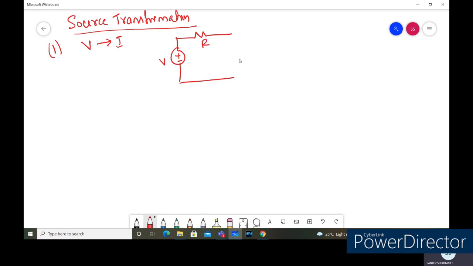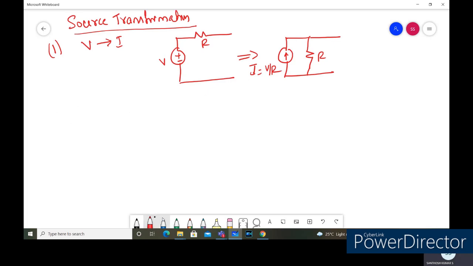So this is the resistance R. We can convert this into the current source, in which the current source is in parallel with the resistance. Here we need to take care about the polarity of the sources. The positive should indicate the head of the current source, and negative indicates the tail. The value for the current I is equal to V by R as per Ohm's law. So this is the first kind of transformation. It is called the V to I transformation.